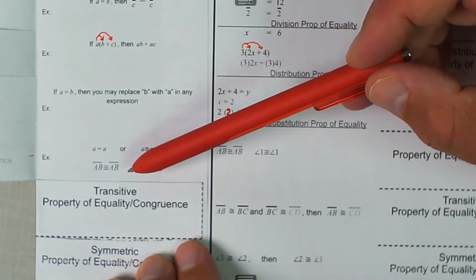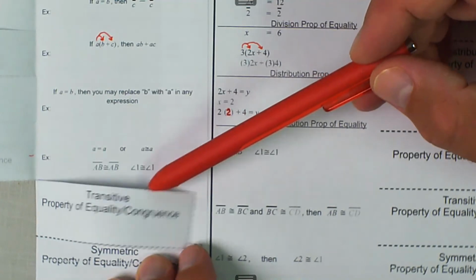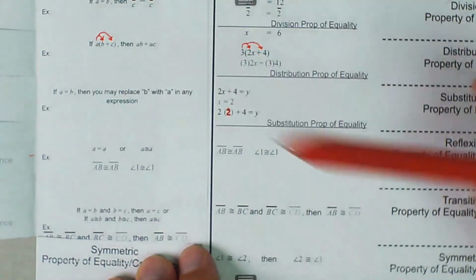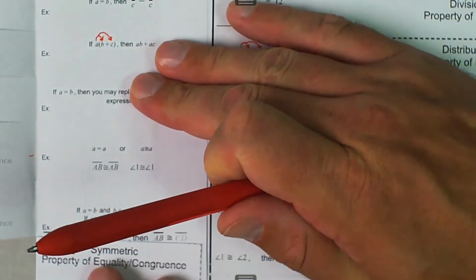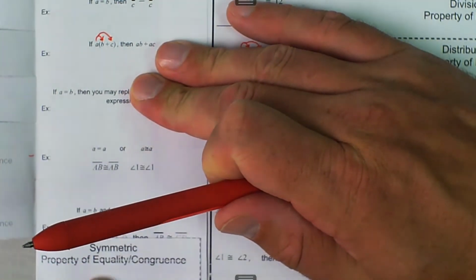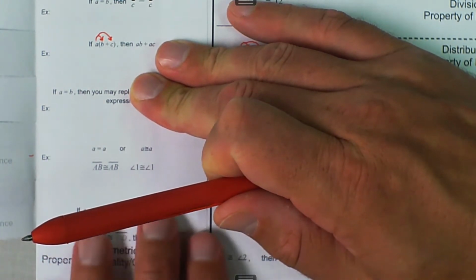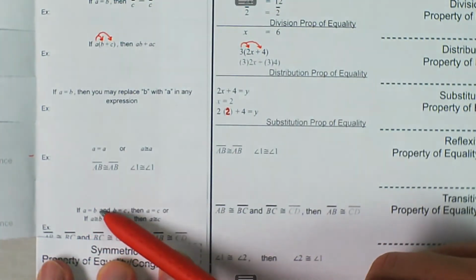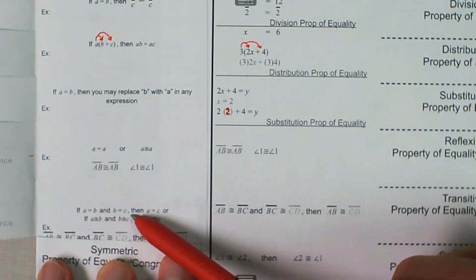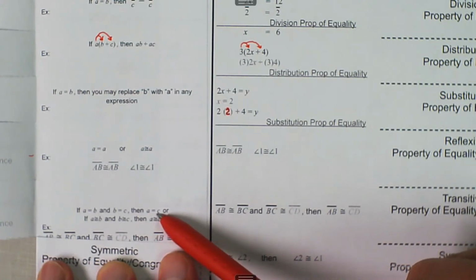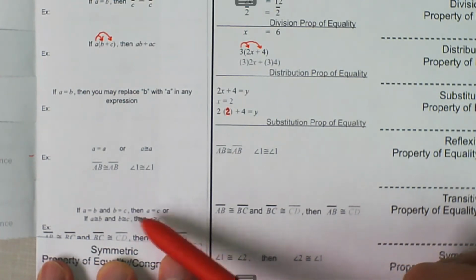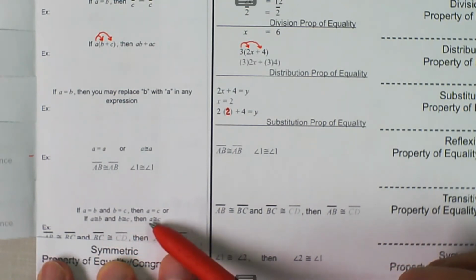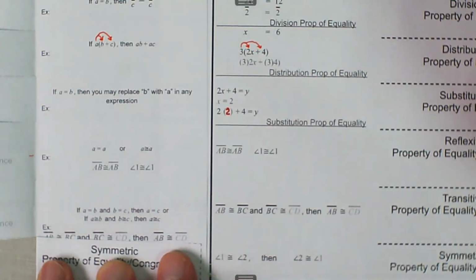Then we have the transitive property of equality / congruence. This one's a little bit tricky. The other ones we're pretty good with, and this is one of the ones that we struggle with sometimes. I'm going to slide it up so we're not looking at two examples. Oh, that example does go there. So if A is equal to B and B is equal to C, then A is equal to C as well. Or if A is congruent to B and B is congruent to C, then A is congruent to C.